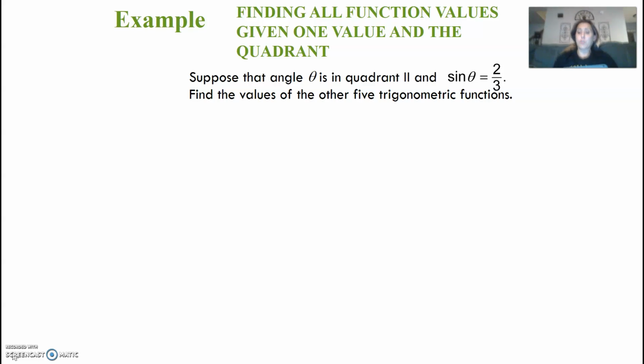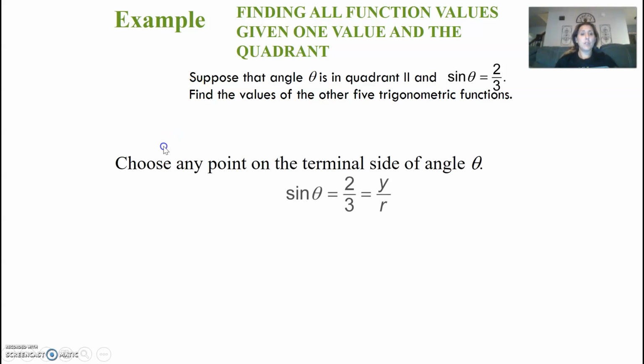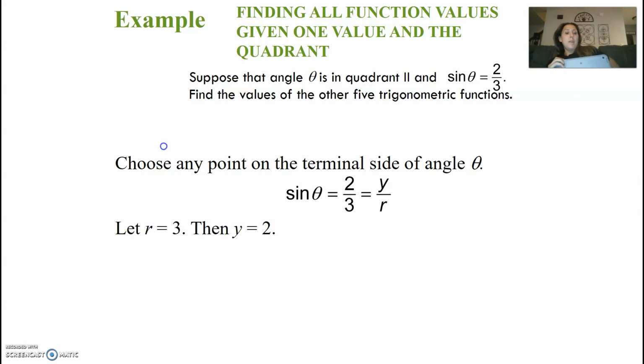So we're going to have to draw some things. Alright, so let's see what we can figure out. So we want to choose any point on the terminal side of angle theta. So since, like I just said, sine of theta is equal to y over r, we know some things. So we'll let 3 equal r, so then y will equal 2, right? Because that's what we're given.